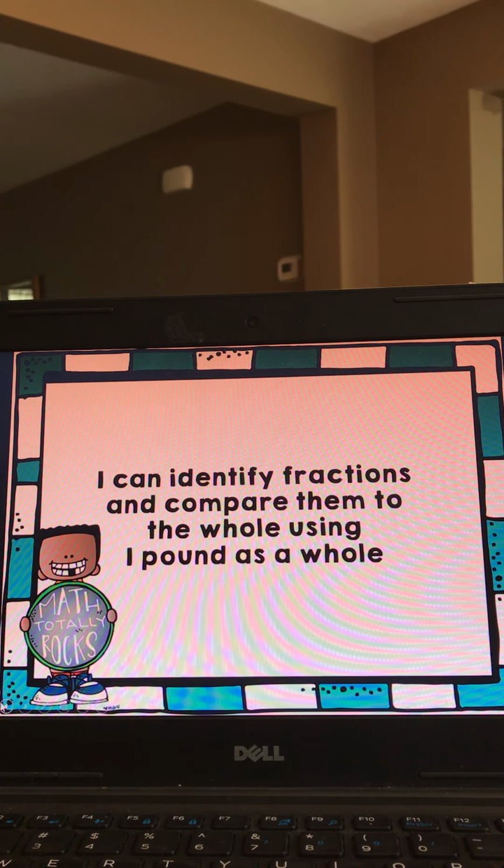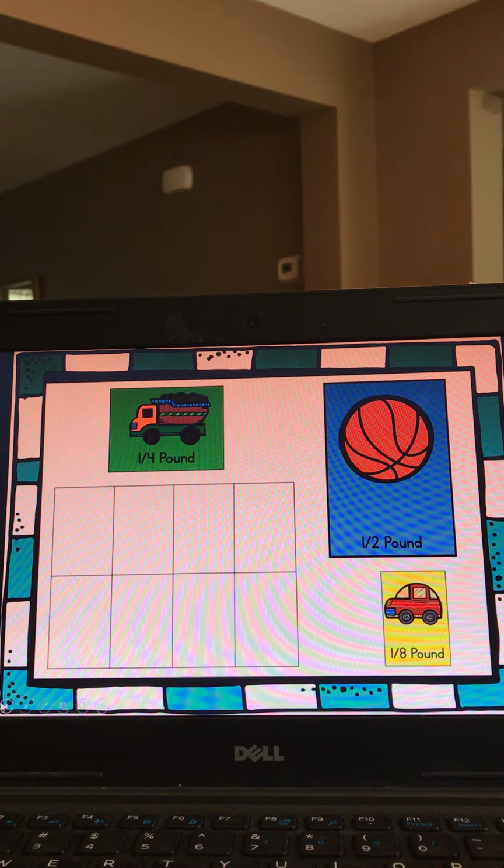Today's lesson is I can identify fractions and compare them to the whole using 1 pound as a whole. It's kind of fun. All right, I have a grid space with 8 blocks in it. And my mom told me, you've got to come up with a pound of toys to give away. So I went searching, and I found a basketball, which is 1/2 pound. I found a dump truck, which was 1/4 of a pound. And I found a car, which is 1/8 of a pound.